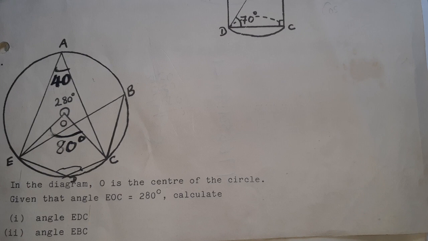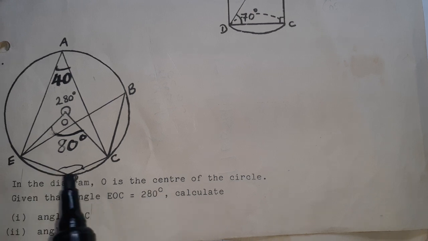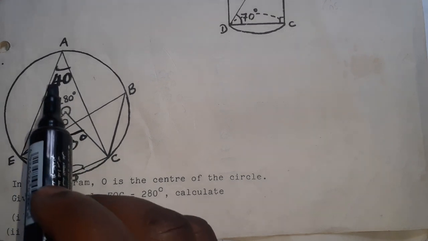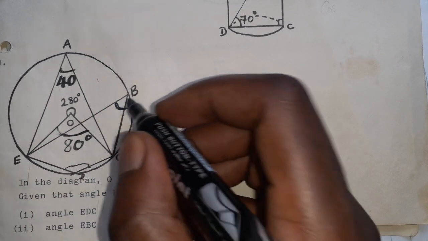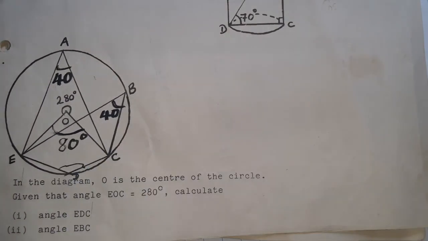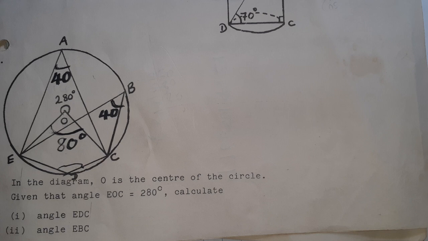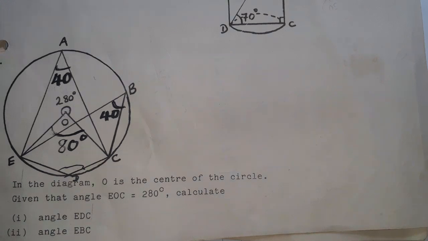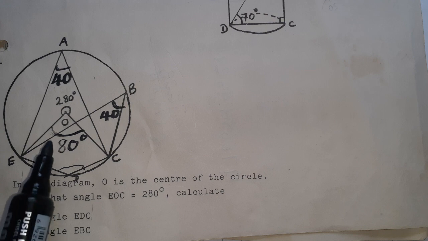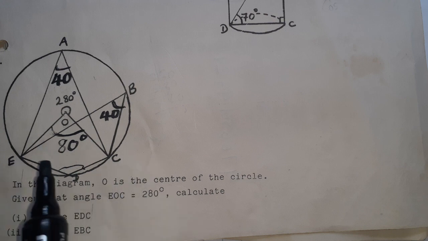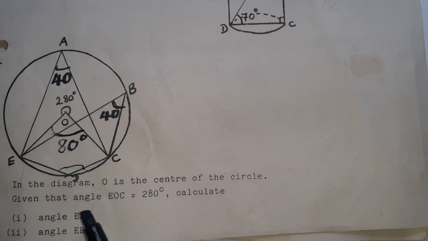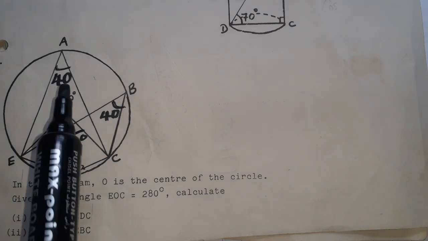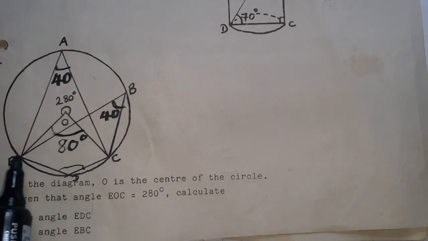Now, having said that, we also have to understand angles in the same segment. If this is 40 here, even this angle here is 40. Why? These are called angles in the same segment. Okay, so it's very important to understand those theorems. What is the rule about angles in the same segment? Angles in the same segment are equal. So if this is 40, even this one, they are both 40. They are both coming from the same arc here.